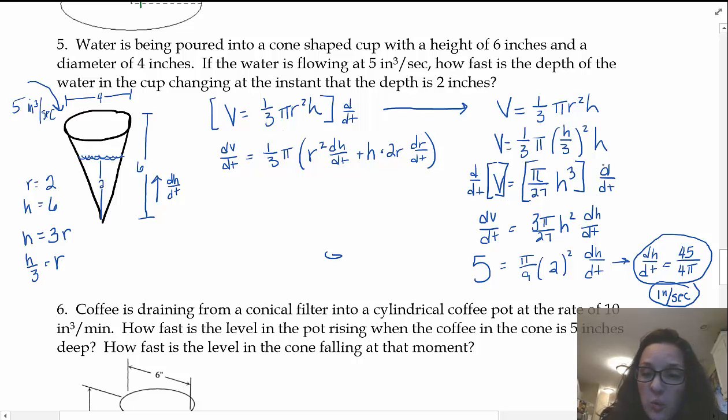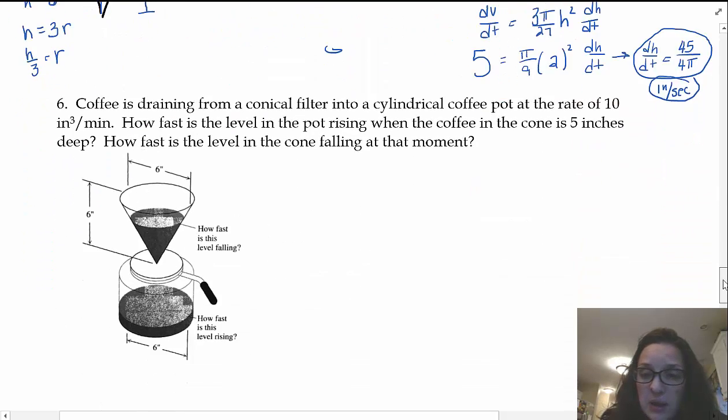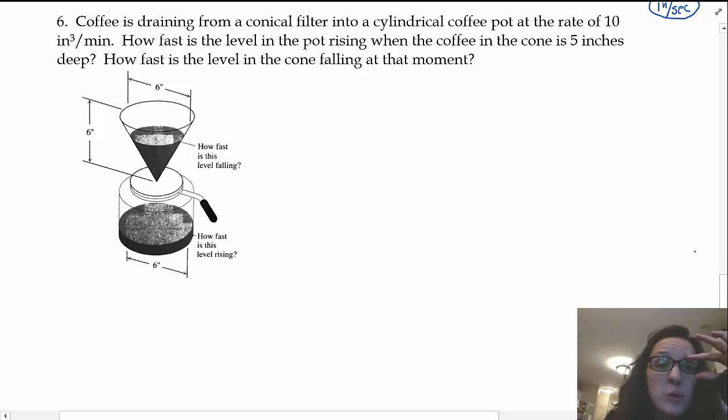All right, so one more of these, and then I'm going to stop, I think. So we have one more. Coffee's draining from a conical filter into a cylindrical coffee pot, at the rate of 10 cubic inches per minute. How fast is the level in the pot rising when the coffee in the cone is 5 inches deep?